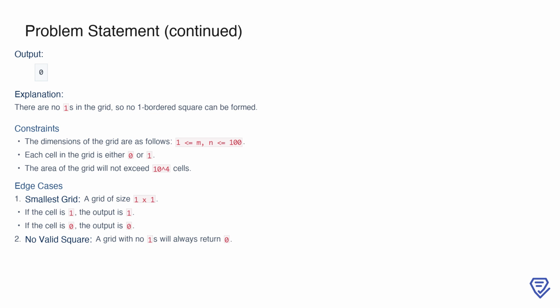Now, moving on to the constraints of the problem, the grid's dimensions will always be between 1x1 and 100x100. The total number of cells won't exceed 10,000, so the solution has to be efficient.